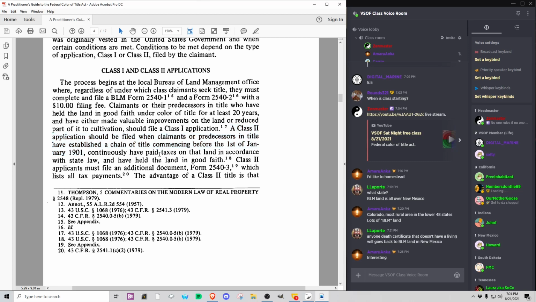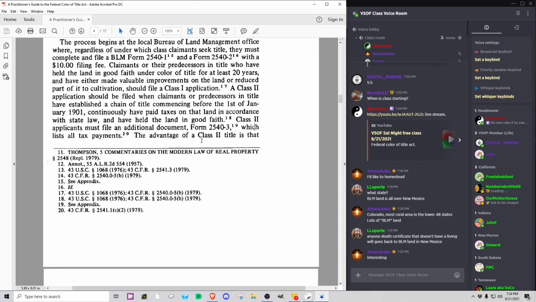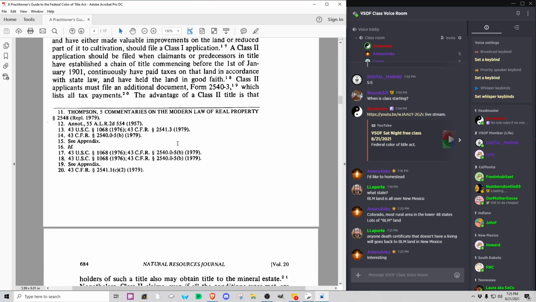Okay, so anyway, continuously have paid taxes on that land in accordance with state law and have held the land in good faith. Right. So under this act, you have to have continuously paid taxes on the land. Well, what if you held the land in allodial title and you never paid taxes on it? Well, okay, that would be different then, wouldn't it? Right? Because when you hold allodial title, you're not supposed to be paying taxes to anyone. Because why would you? You don't have to pay taxes to a landlord because you own it. Class 2 applicants must file an additional document, blah, blah, blah, which lists all tax payments, right? So if you've been a good little slave, right? So the only way that you're going to get equitable remedy through a federal statute is if you've been a good little slave already, right? Makes sense.